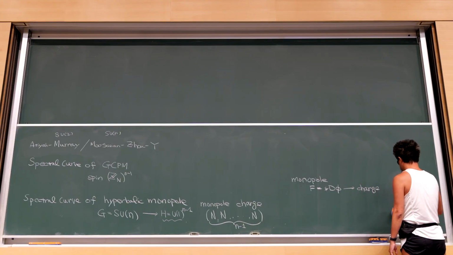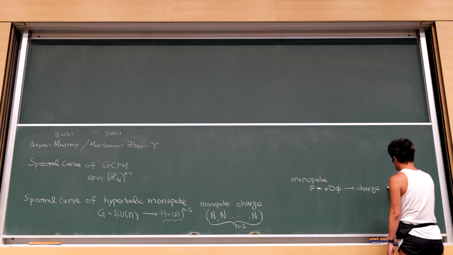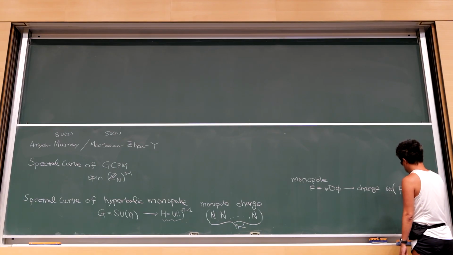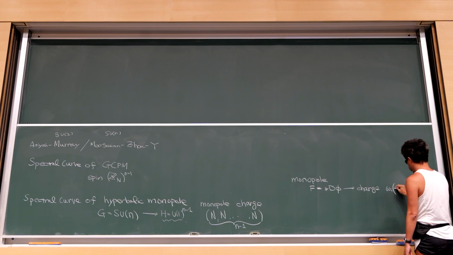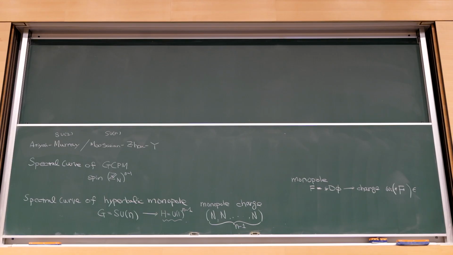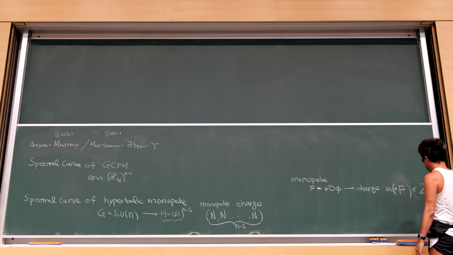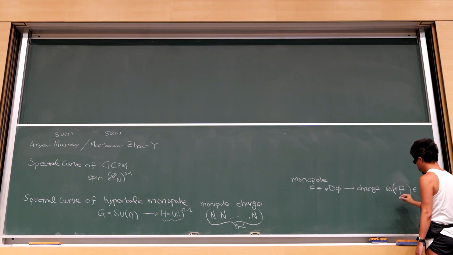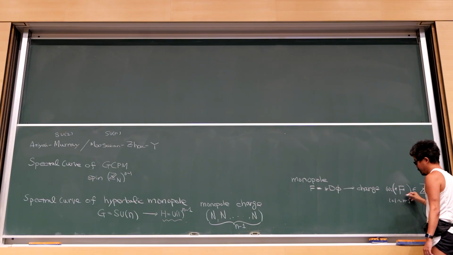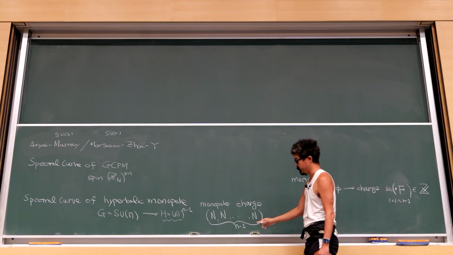Okay, so maybe I can write it as the measured charge at infinity: the fundamental weight of the star F. This takes values, upon some appropriate normalization by 2π or so, in integers. And then this i runs from 1 to n minus 1. And so these are the charges, which I denoted here.